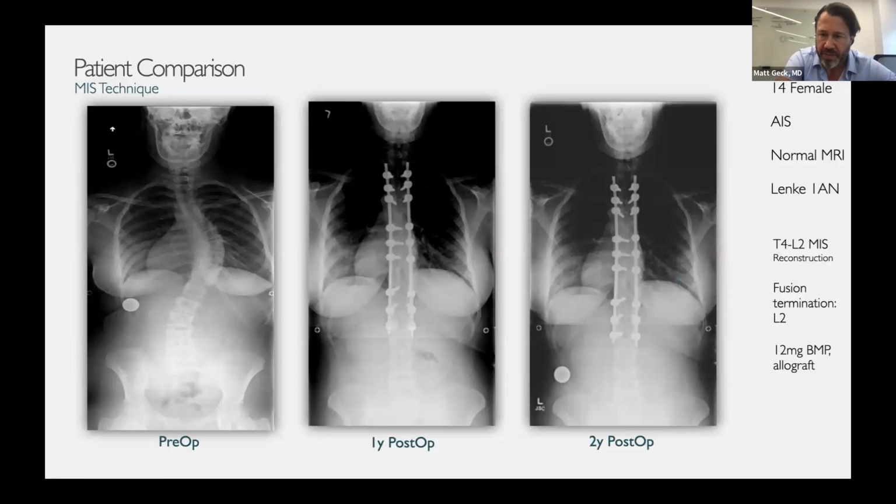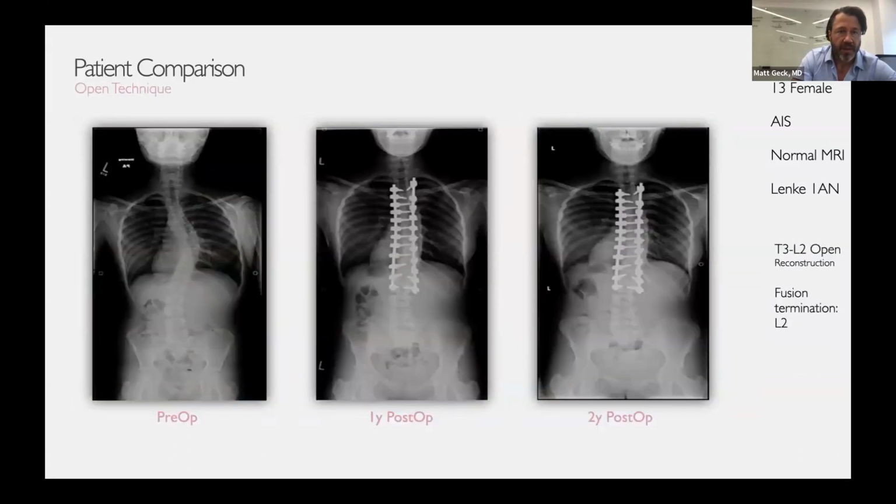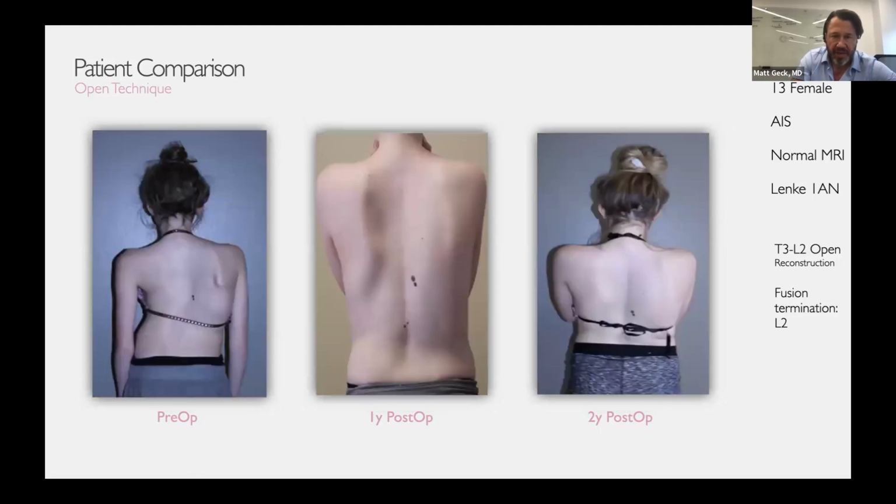And again, this is a graphical representation of a minimally invasive case in terms of number of levels fused and amount of correction you get. It's comparable to open. And this was that young lady. Looks good in terms of deformity correction. And this is what open looks like. Again, good deformity correction, good symmetrization of the thorax and of the ribs and of the lung volumes. And this is what she looked like.